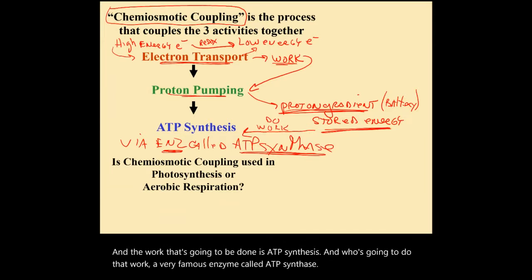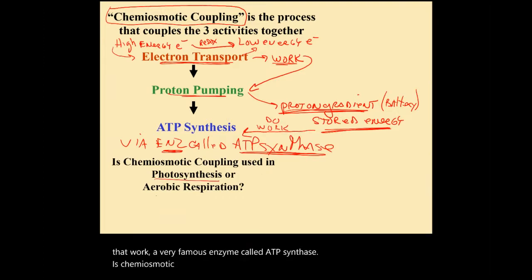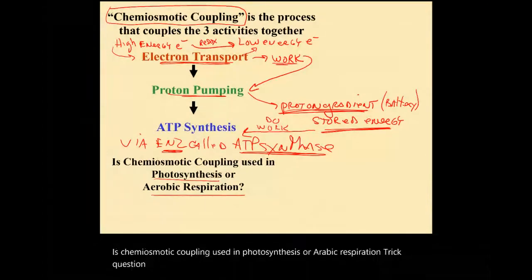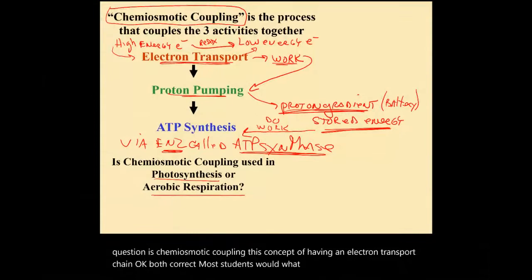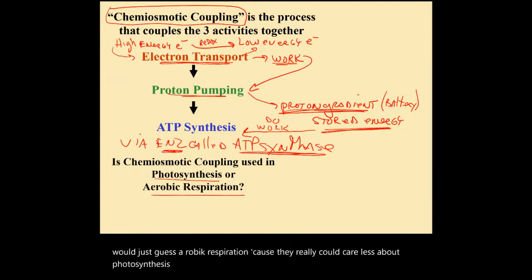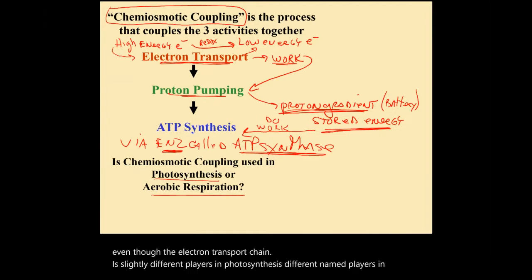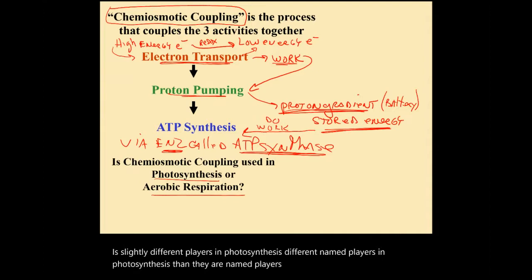Okay. Is chemiosmotic coupling used in photosynthesis or aerobic respiration? Trick question. Is chemiosmotic coupling, this concept of having an electron transport chain, used in both? Correct. Most students would guess one. Most students would just guess aerobic respiration because they really could care less about photosynthesis. This mechanism is present in both, the exact same mechanism, even though the electron transport chain has slightly different players in photosynthesis, different named players than they are in the mitochondria.